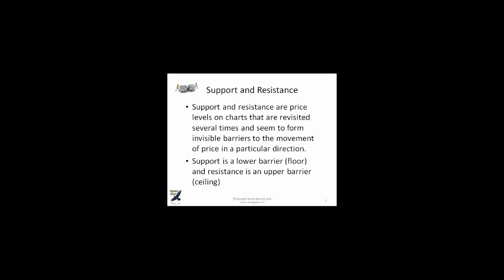Support and resistance are price levels on charts that are revisited frequently. It's like bouncing a ball on the floor: the floor resists it going down further, the ball then goes to the ceiling and can't get through. That's resistance. They're invisible barriers to the movement of price in a particular direction, up or down. Support is the lower barrier, the floor, and resistance is the upper barrier, or the ceiling.